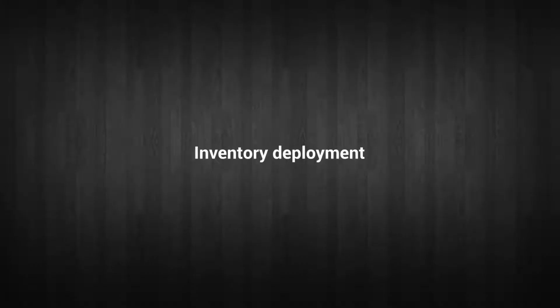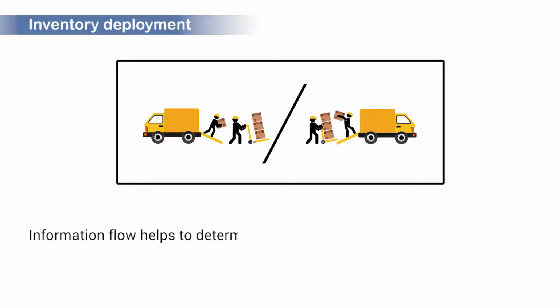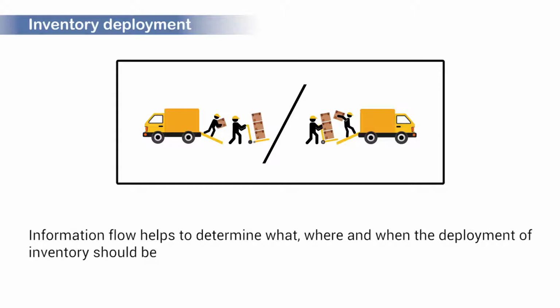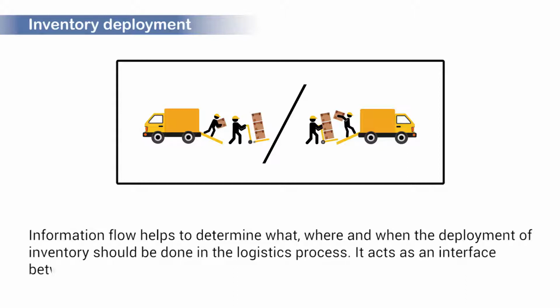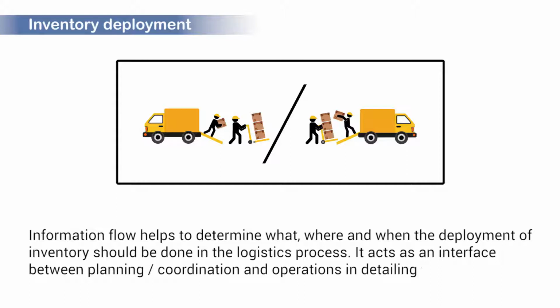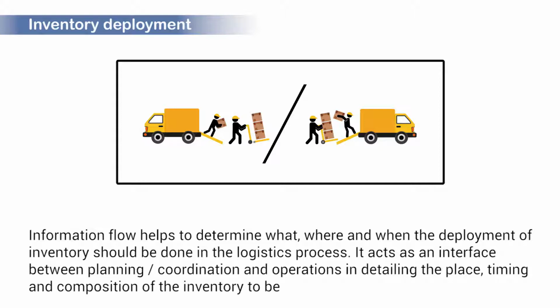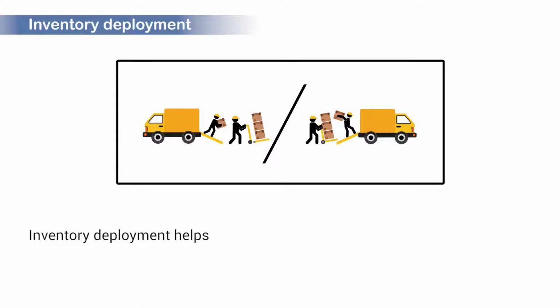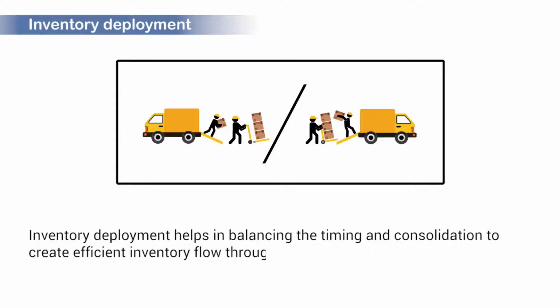Inventory deployment. Information flow helps to determine what, where, and when the deployment of inventory should be done in the logistics process. It acts as an interface between planning and coordination, as well as the operations in detailing the place, timing, and composition of the inventory to be positioned. This helps in balancing the timing and consolidation to create efficient inventory flow through the value chain.